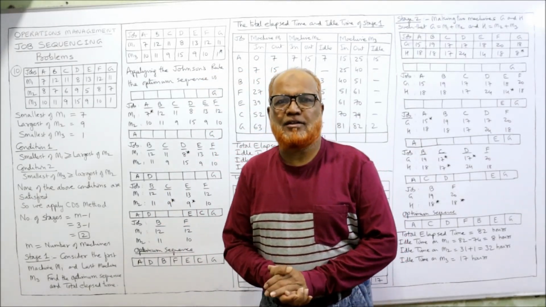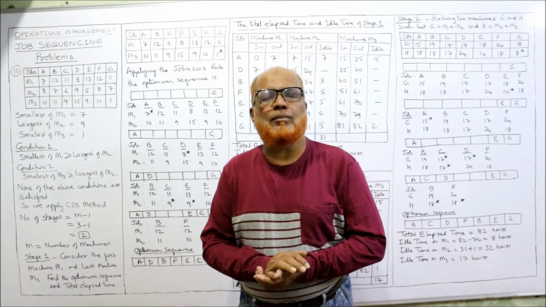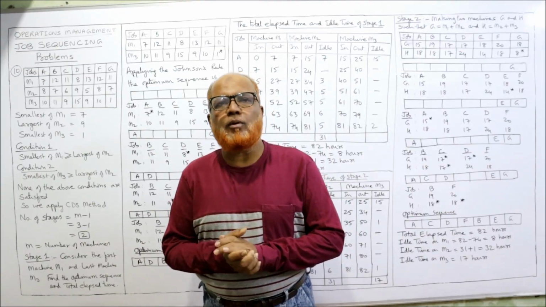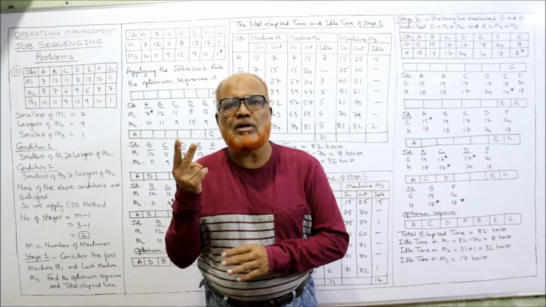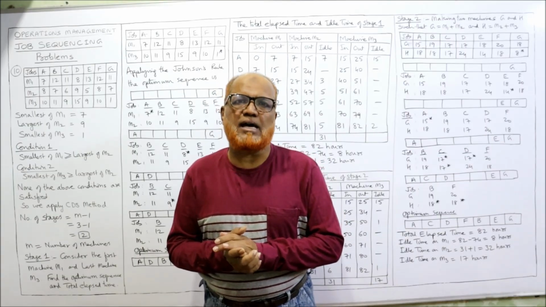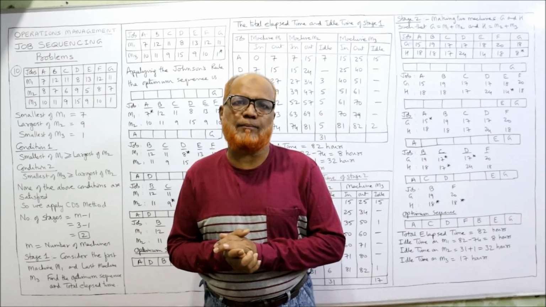I'm Hasham Ali Khan. Now in this video I'm going to explain the 10th problem. So far 9 problems we have completed. Starting problems are very simple, with 2 machines and n jobs. Next we have done 3 machines and n jobs. Now we are applying the CDS method.